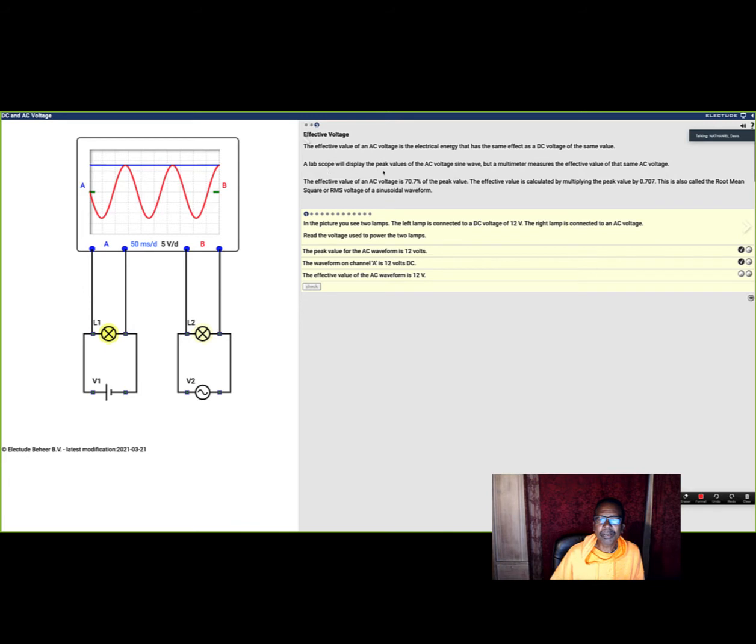The last scope will display peak voltage of the AC voltage sine wave, but the multimeter will give you effective value. That's a multimeter of the AC voltage. The effective value of the AC waveform is 12 volts. Yes or no? No.